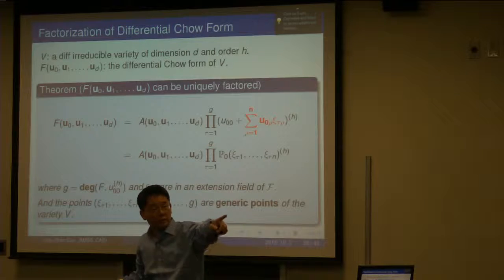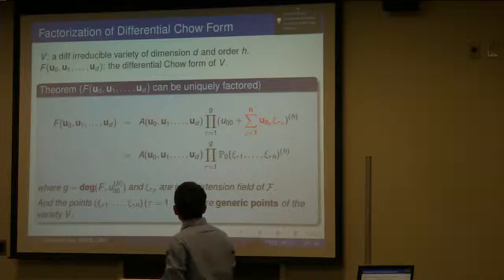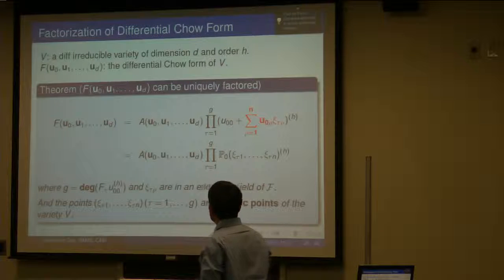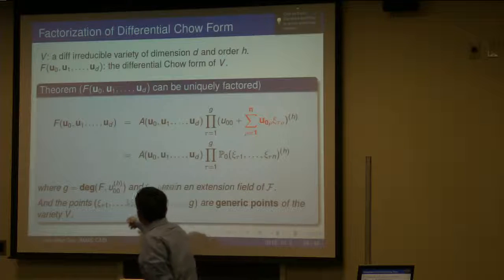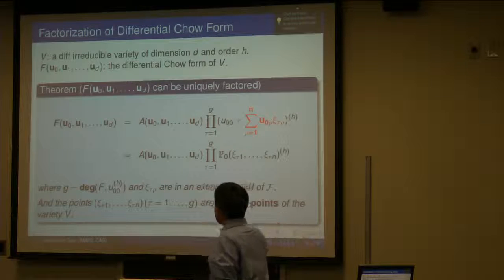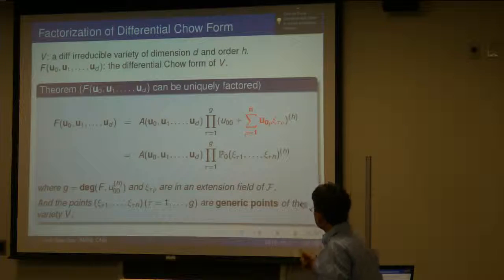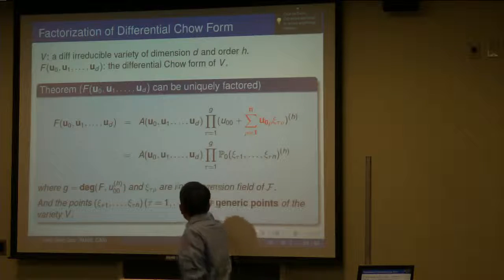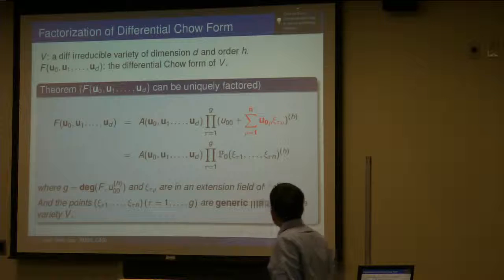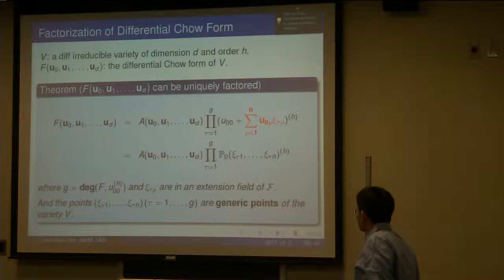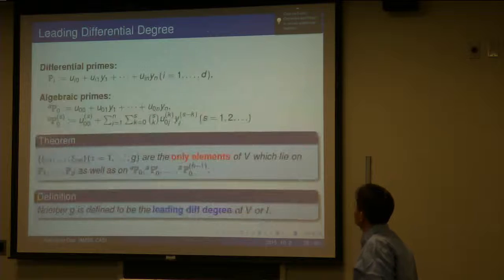I will write here. T0, that's the T0. It's basically the same. And all these points are generic points of the variety. But importantly, here G is very important. So I will explain it here. So this is another invariant.